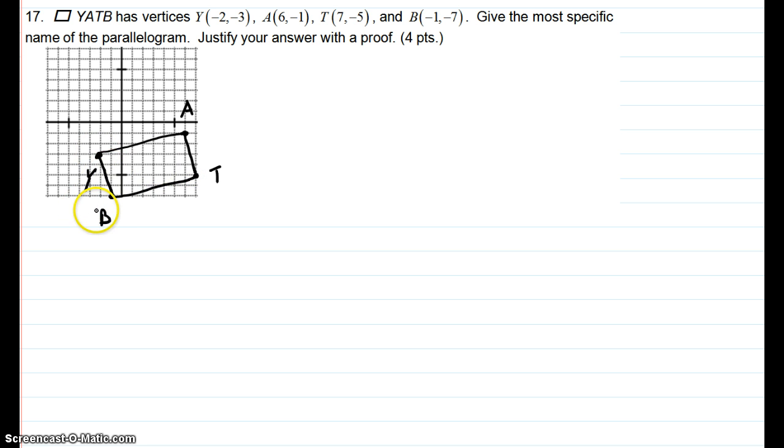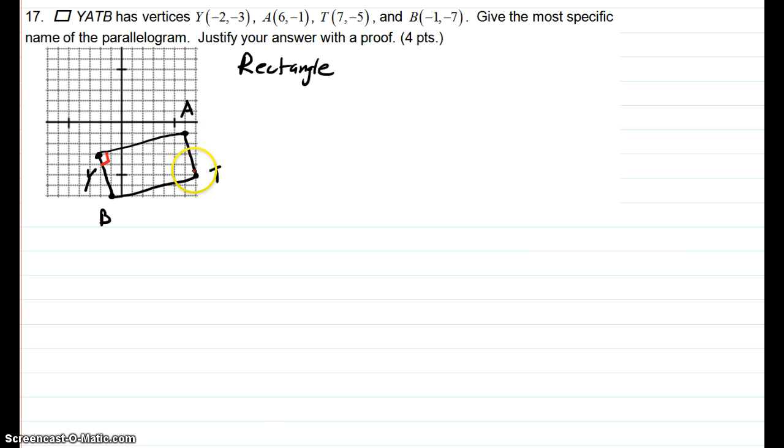So we know it's a parallelogram. So now we're trying to figure out what shape it is. And so as you look at that shape, what do you think the best name for that shape would be? To me, it looks like it's going to be a rectangle. And so to prove that it's a rectangle, we can show that these two lines here are perpendicular. If I can show that this here is a 90-degree angle, then that means these lines are perpendicular.